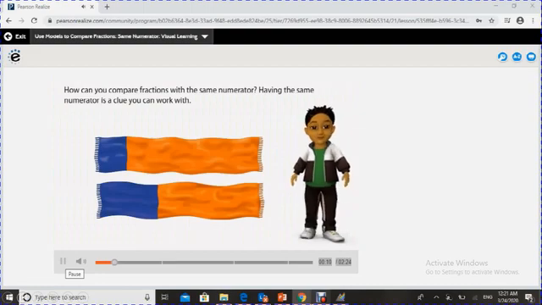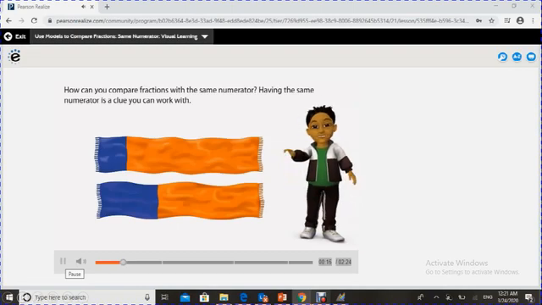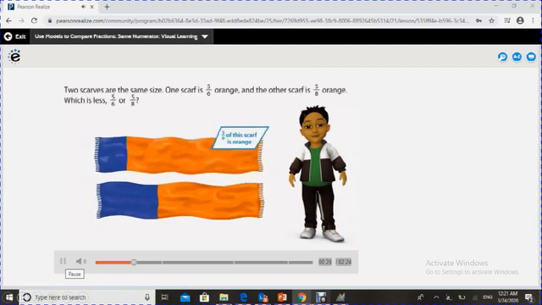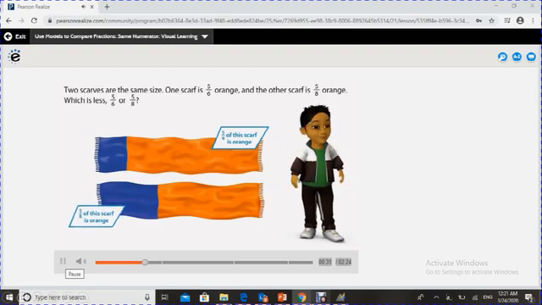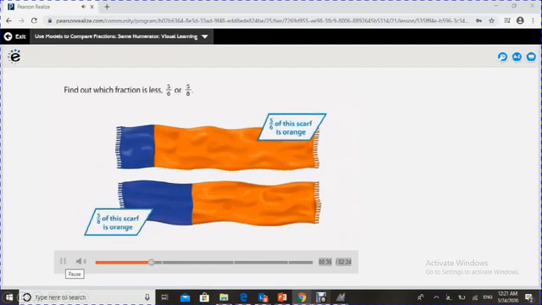How can you compare fractions with the same numerator? Having the same numerator is a clue you can work with. Don't forget to look for clues. Clues lead you to answers. Two scarves are the same size. One scarf is 5/6 orange, and the other scarf is 5/8 orange. Which is less, 5/6 or 5/8? Find out which fraction is less, 5/6 or 5/8.